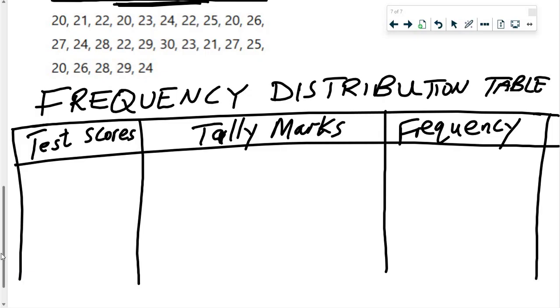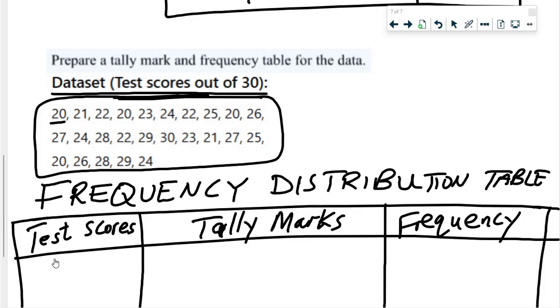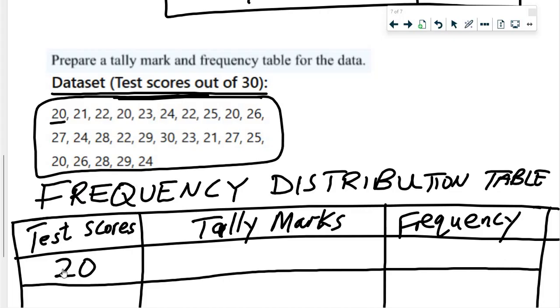So how do we arrange this data? I told you. You arrange this data from the smallest number to the largest number. So what is the largest number and what is the smallest number? The smallest number is 20. So you write 20. Put a border. The next after 20 is 21. So you can write 20, 21, 22, 23, 24, 25, 26, 27, 28, 29, 30. So 30 is the largest number.